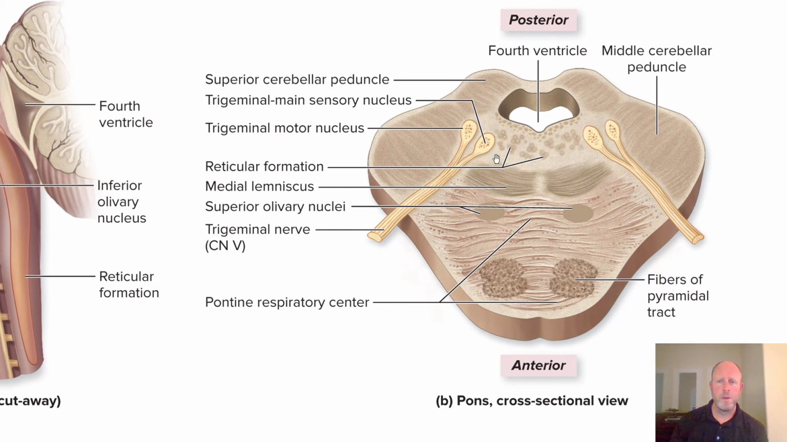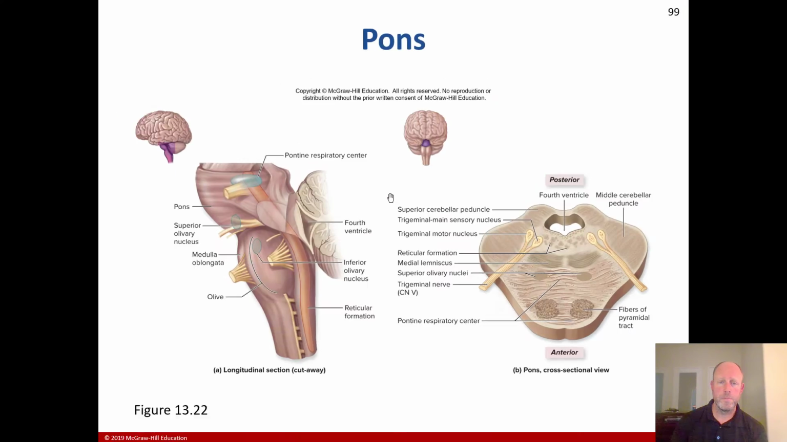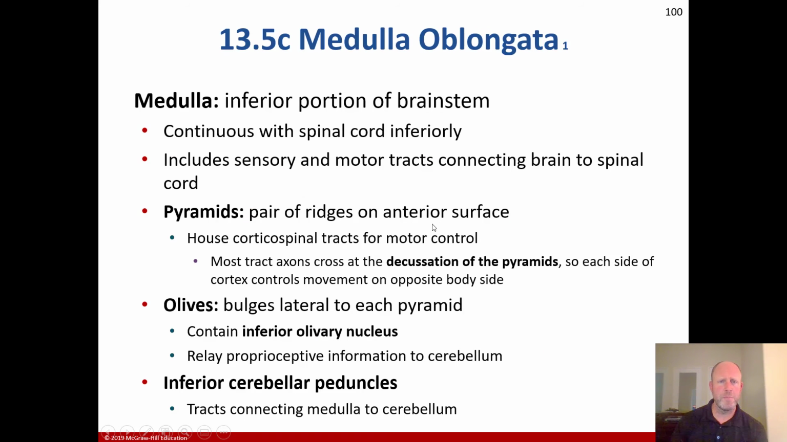And we have our fourth ventricle here, our middle cerebellar peduncle, our superior cerebellar peduncle. Then we have our trigeminal main sensory nucleus and our trigeminal motor nucleus. Here we have reticular formation, our medial lemniscus, our superior olivary nuclei, our trigeminal nerve here, the CN5, cranial nerve 5. And then we have our pontine respiratory center here, and the fibers of the pyramidal tract. The cross-sectional view of the pons. Like I said midbrain earlier, I meant the pons.